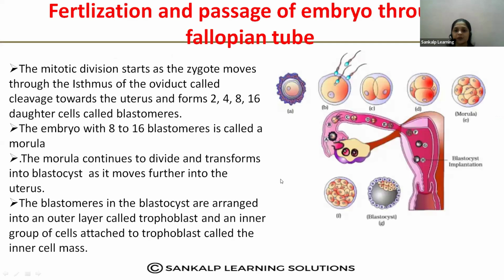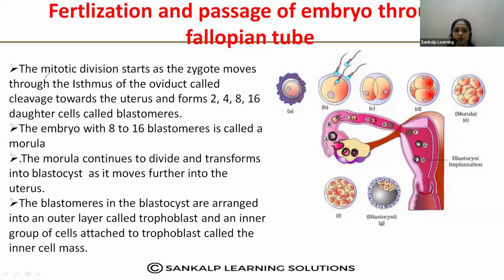Okay. So the next topic is fertilization and passage of the embryo through the fallopian tube. Already we have studied this topic, fertilization. So we have studied what kind of fertilization happens. After the fertilization, what happens? So the zygote, what will it do after the fertilization? What happens to the zygote after the fertilization?